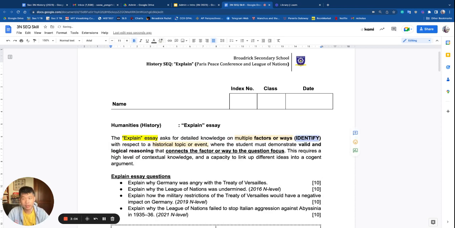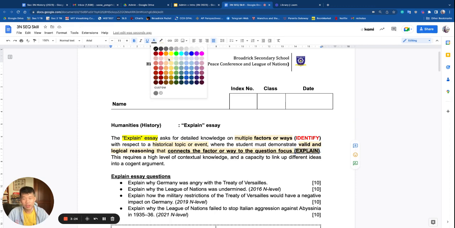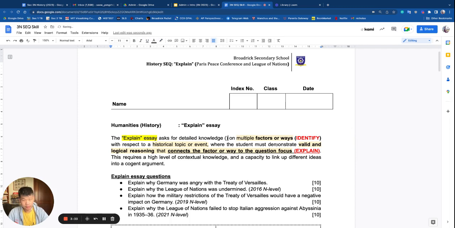We need to identify the factor or the way, and then we need to have valid and logical reasoning that connects the factor or way to the focus, highlight. This part is called the explanation. So linking your factor or way to the question focus is called the explanation. And when we provide detailed knowledge on this, it is called the evidence.